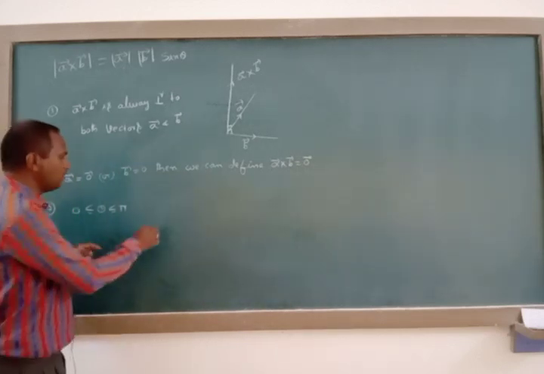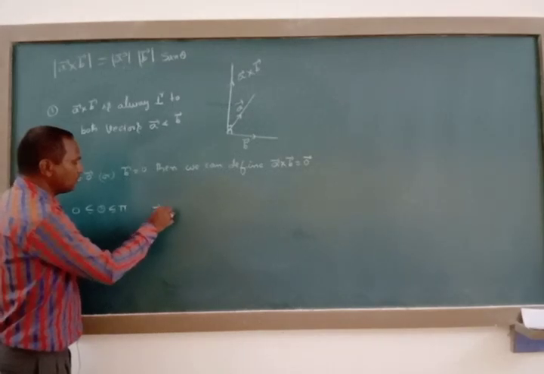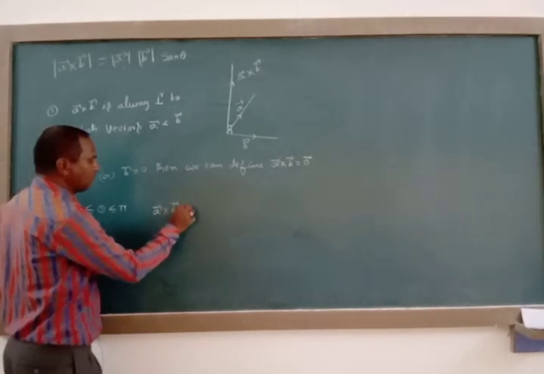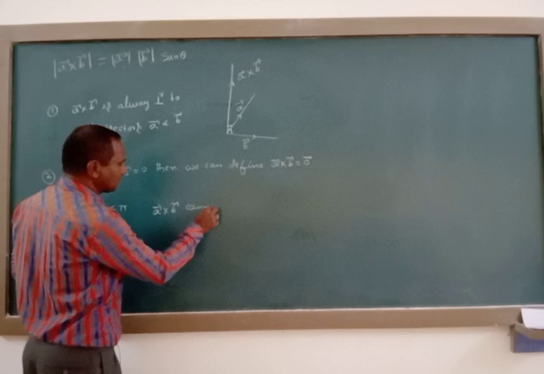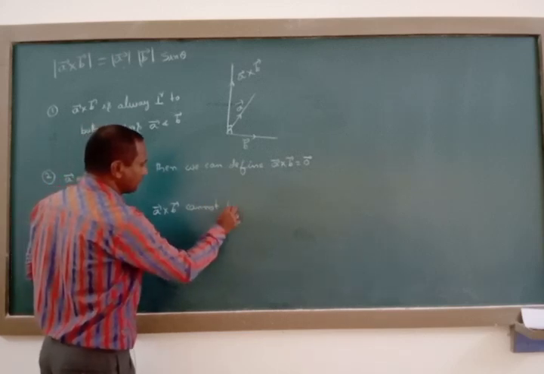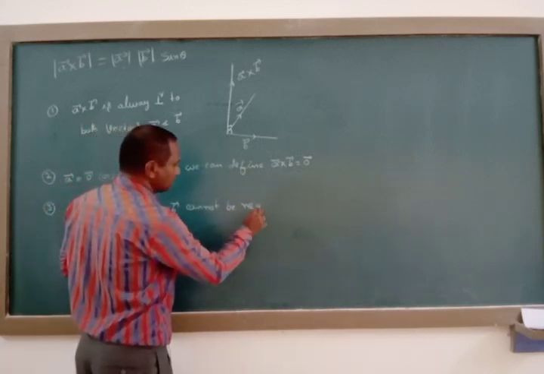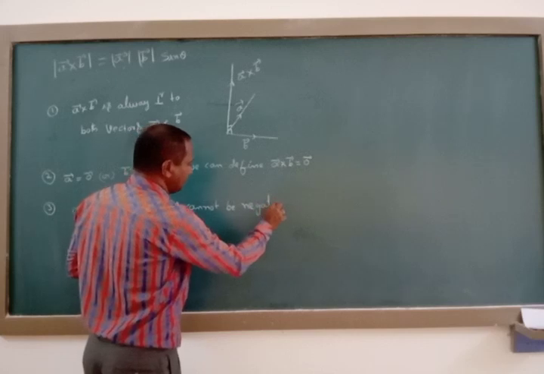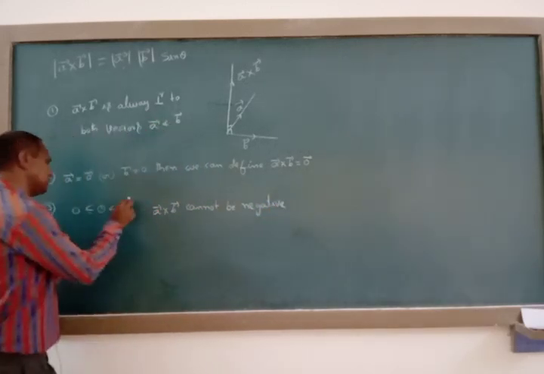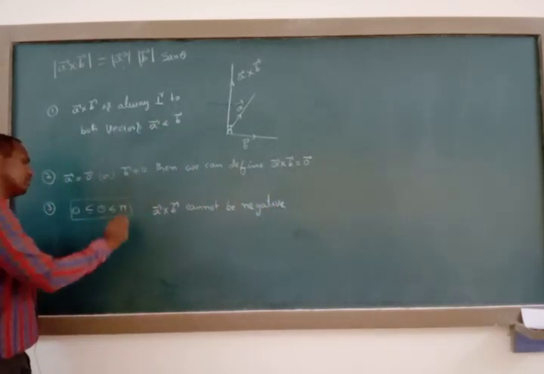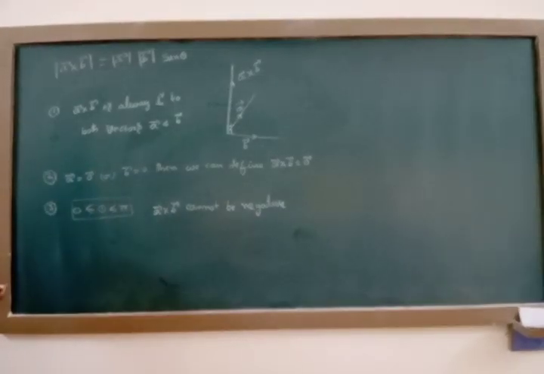That is, the magnitude of A bar cross B bar cannot be negative, always. Why we say cannot be negative: based on this condition, the angle should always be 0 to pi only.